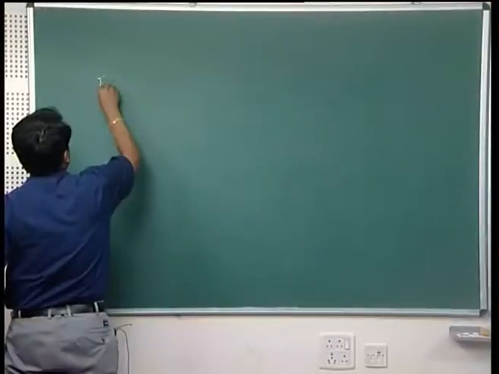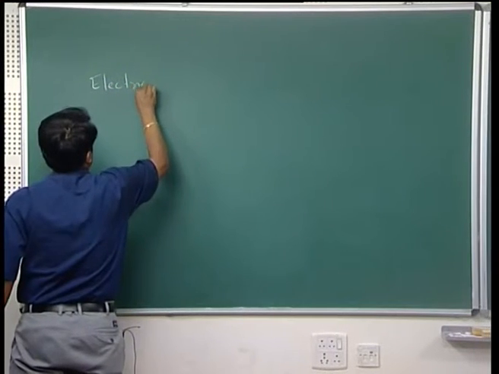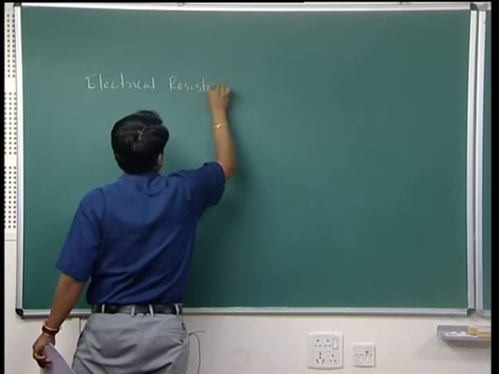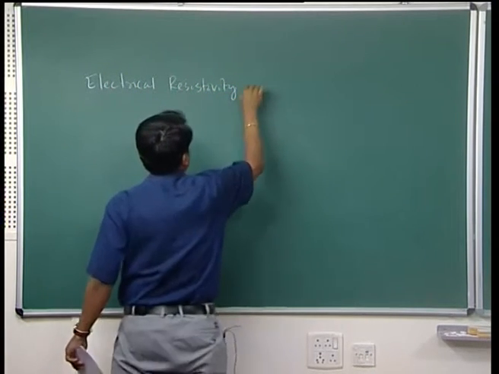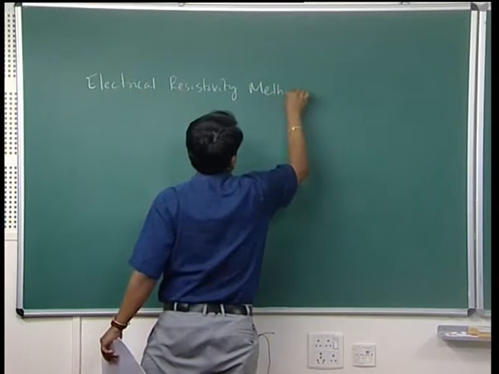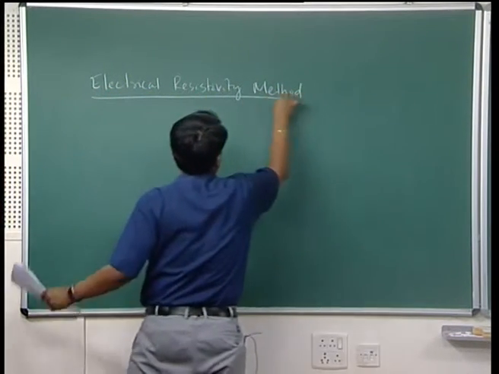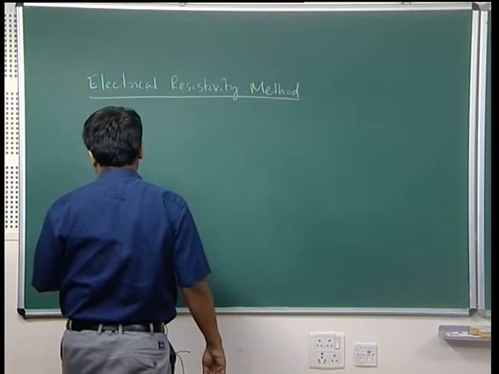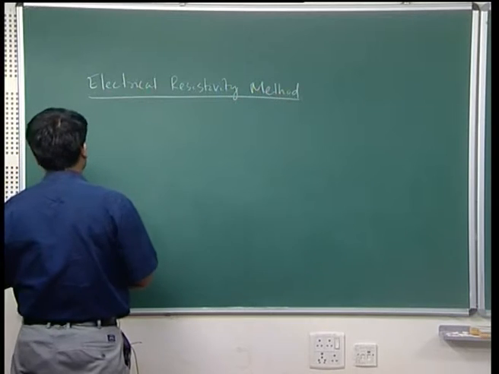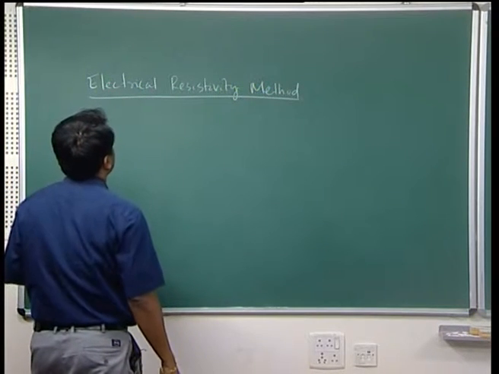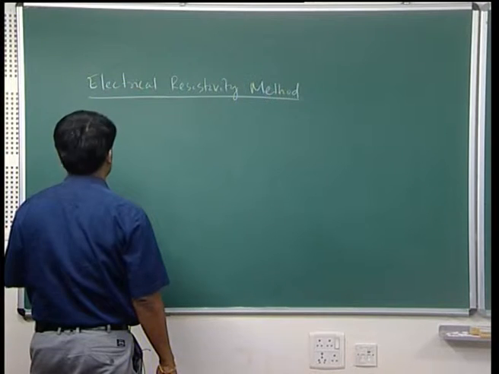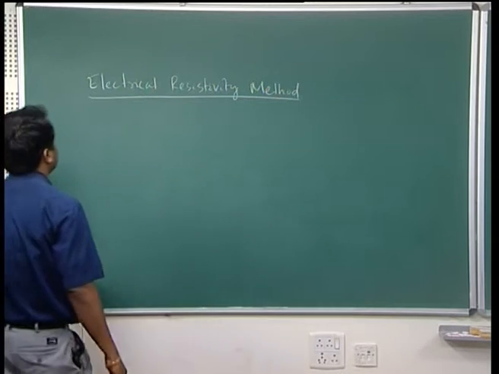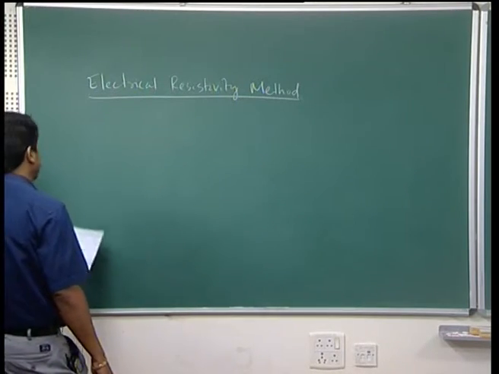Next is your electrical resistivity method. So, basically electrical resistivity method means the material depends upon the type of electrical current passed and how much is the resistance of this soil. From there you can find out the change in strata.